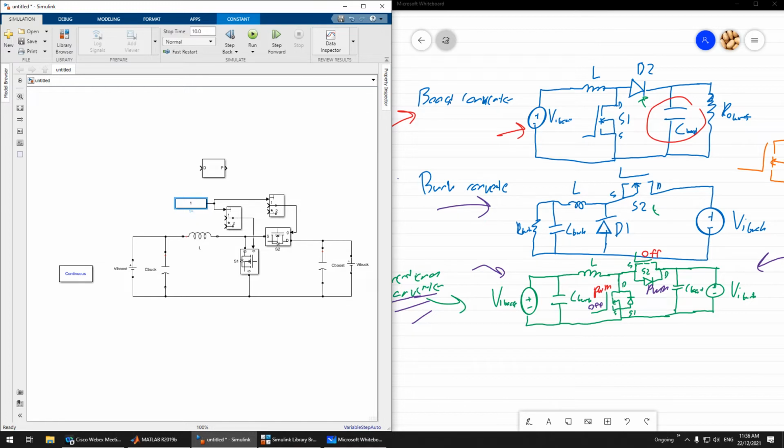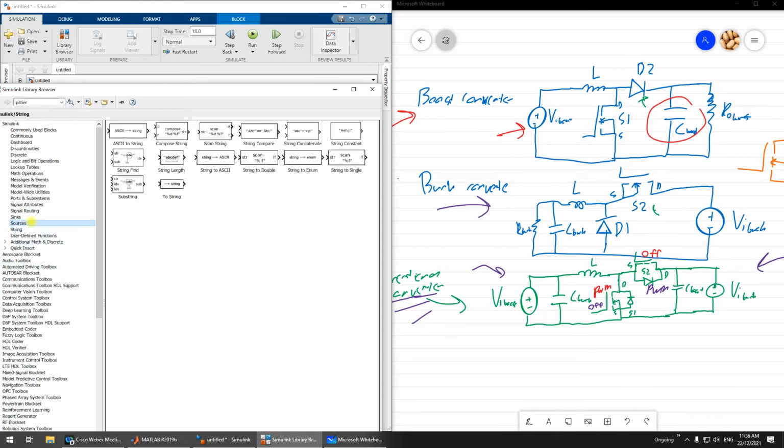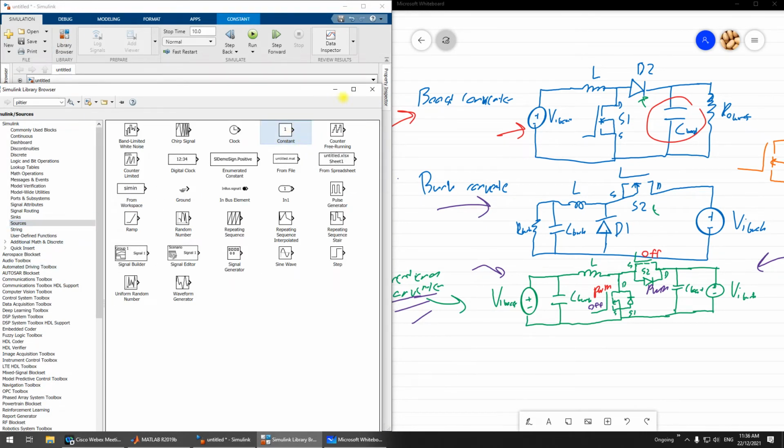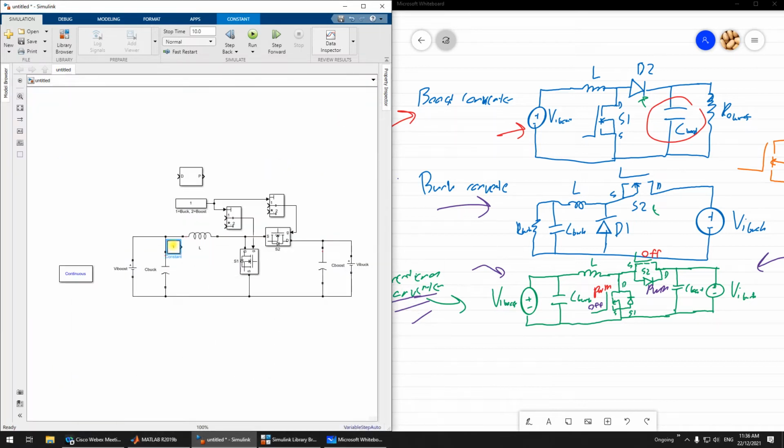So one is buck, two is boost, something like that. Okay, another one is for the duty cycle. This one is D. Okay, we have D. Now we have to connect the PWM to here.